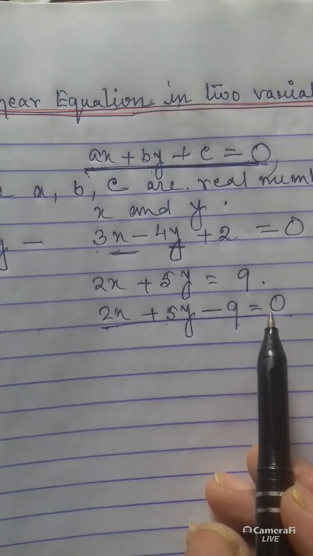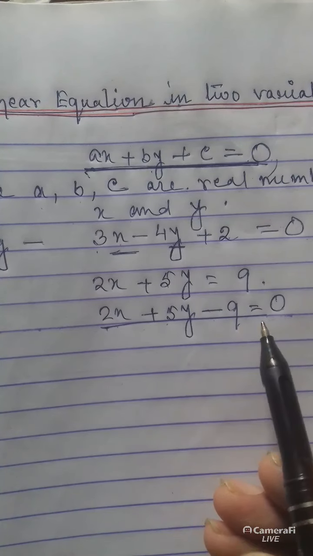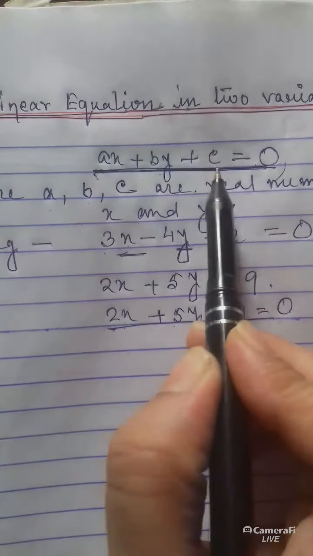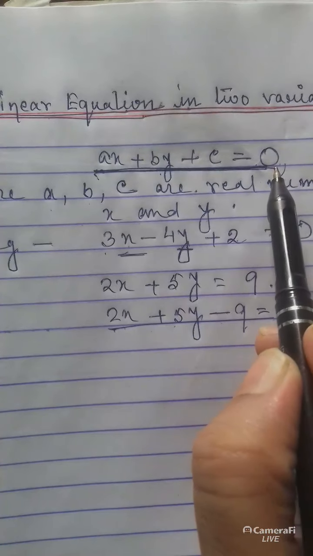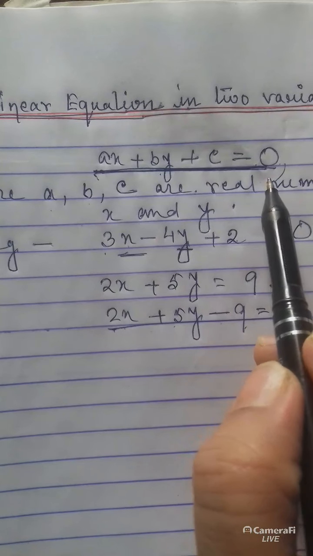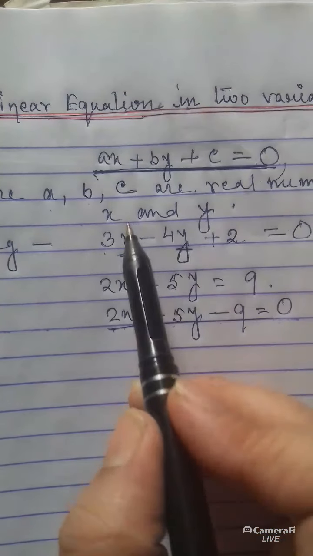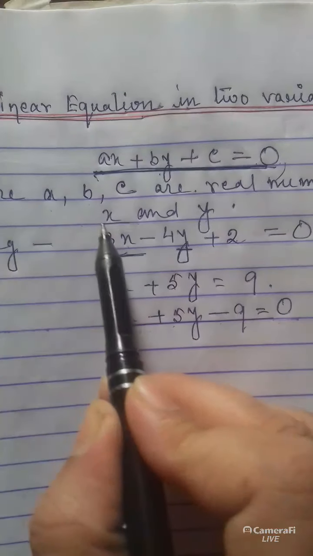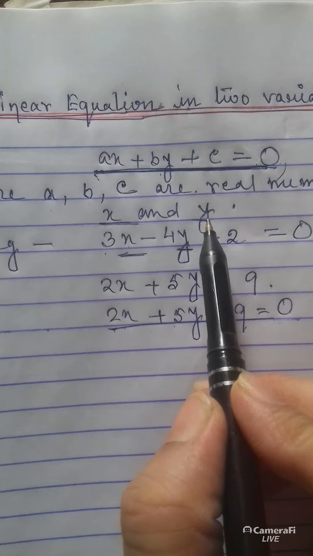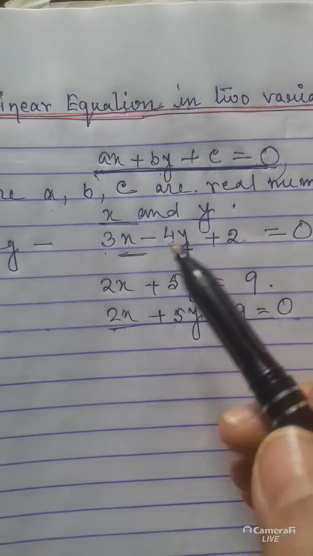So students, what is linear equation in two variables? An equation of the form ax plus by plus c equal to 0, where a, b, c are real numbers, is called a linear equation in two variables. Variables are x and y. Here two variables x and y.